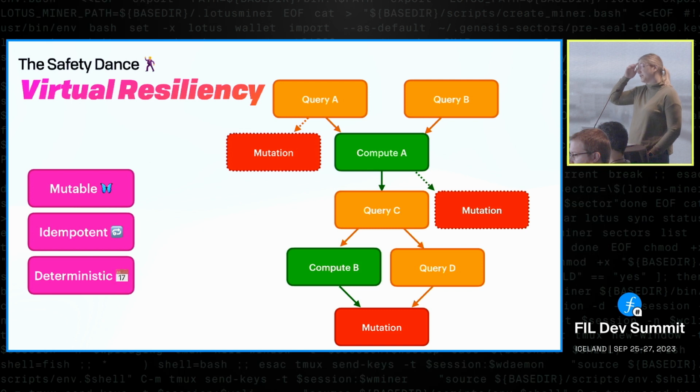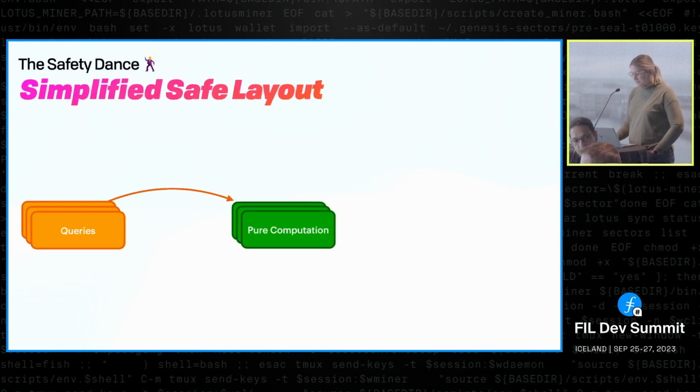You can't interleave mutations, because as soon as you do, if you fail halfway through, now you need to know how to roll back that mutation, right? And you can't roll back all mutations. Some you can, some you can't. So this query versus computation thing is a simplification. It's those three properties, mutability, idempotence, and determinism. The combination of those lets us know how safe a particular part of the execution is.